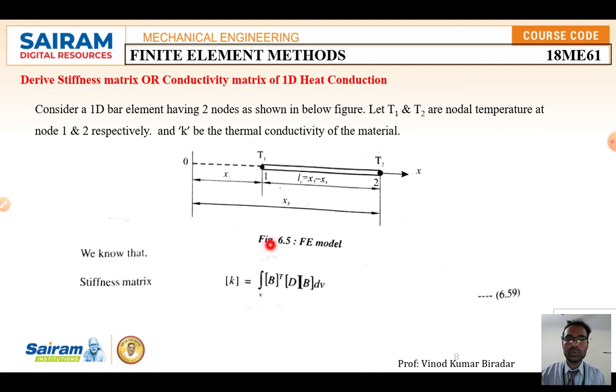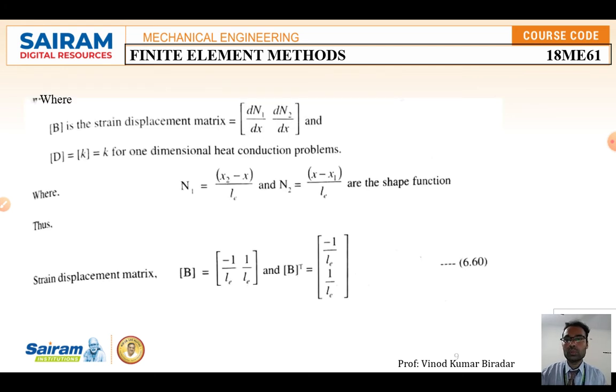So we know the stiffness matrix for the element, k, is equal to the integration from 0 to L of B transpose D B dV, where B is the strain displacement matrix, given by dN1 by dx and dN2 by dx with respect to heat conduction, and D is the property matrix for one-dimensional heat conduction.